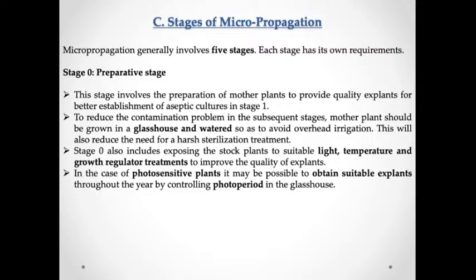Or in the case of photosensitive plants, it may be possible to obtain a suitable explant throughout the year by controlling the photoperiod in the glass house. So you can maintain the photoperiod, you have to maintain light, temperature and growth regulators, and you have to maintain the glass house and the water treatment so that irrigation is controlled and proper light reaches your plants. So please maintain all these features before starting your micropropagation.